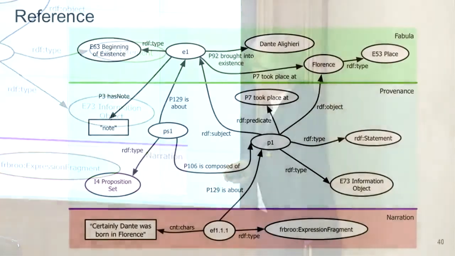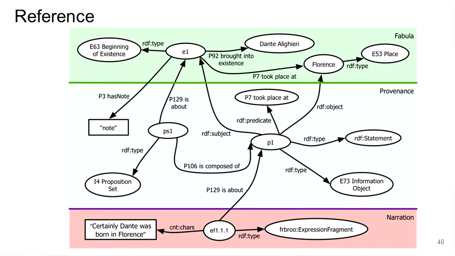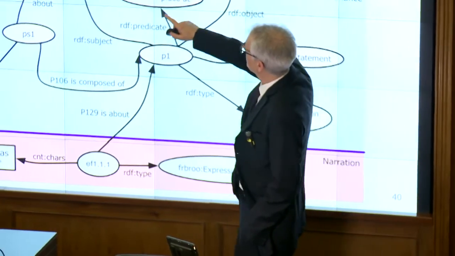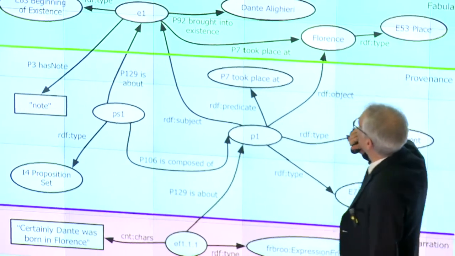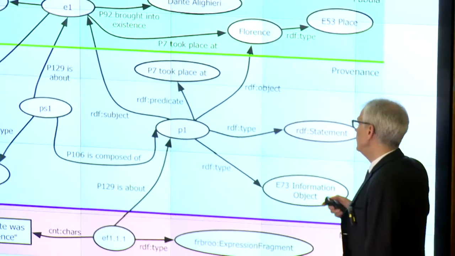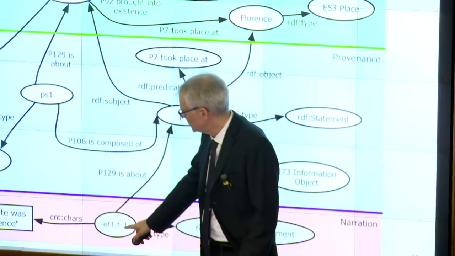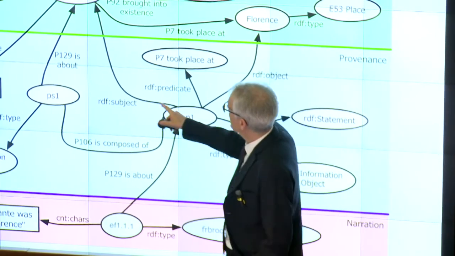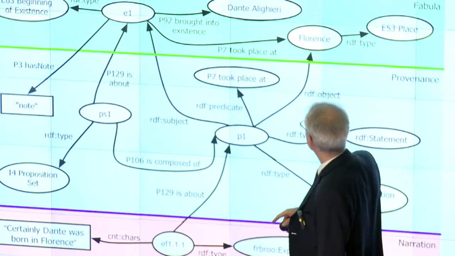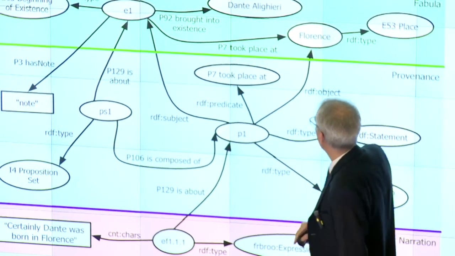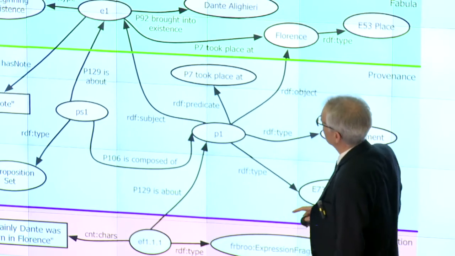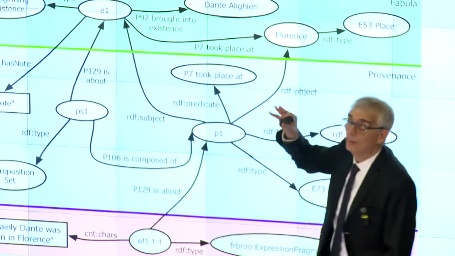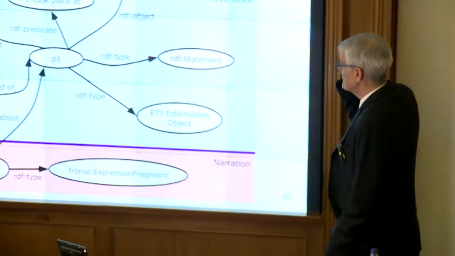Narration. Now, reference. How do we relate the fact that certainly Dante was born in Florence with the event of the birth of Dante? Well, we use propositions. We say that this fragment is about a certain proposition that has as a subject the birth of Dante, as a predicate where it took place, and as object Florence. And the same information is reflected in the fabula by this link. So we have two levels of representation of the same information.